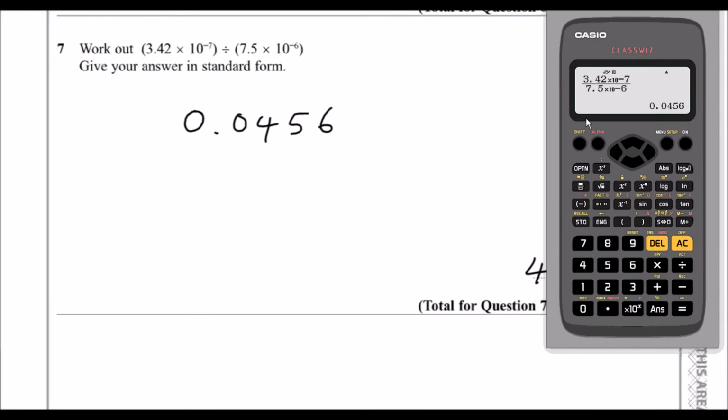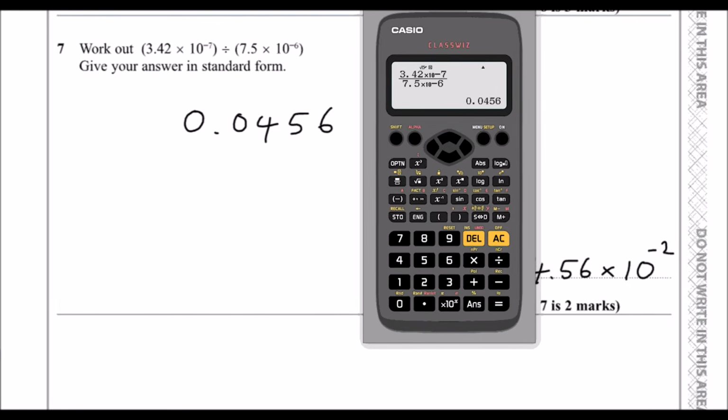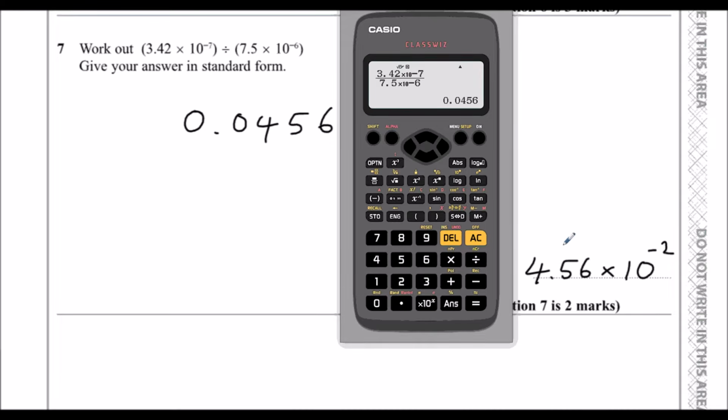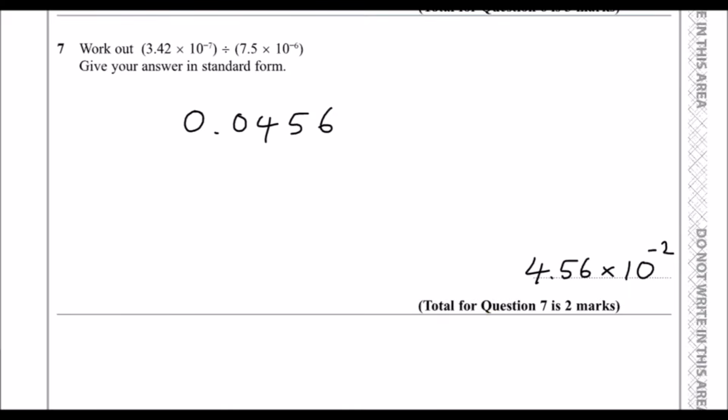And we can check the answer in the calculator. If we type it in, 4.56 times 10 to the power of -2, the calculator will tell us that that is 0.0456. So we know we have the correct answer.